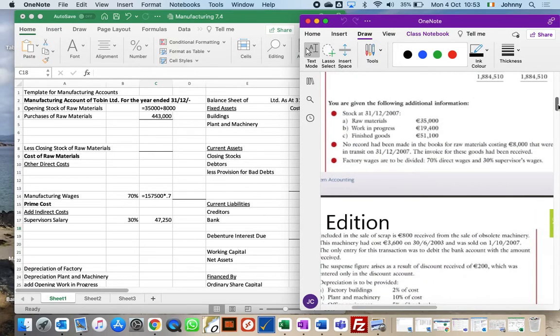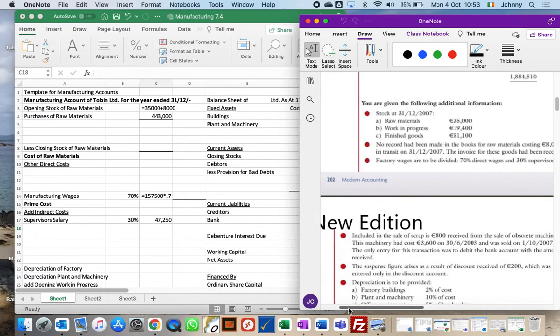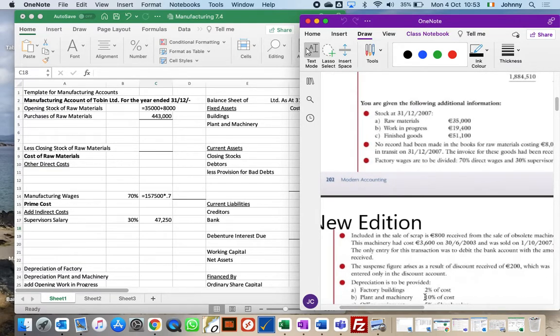And then, so that's that one. So factory wages divided, including in the sale of scrap materials, is 800 received from the sale of obsolete machinery. Now, that one we'll deal with next time. So what I want you to do is, can you start off by putting these numbers in for your question? So you're doing question 12. Okay, and I'll continue doing this one. All right?